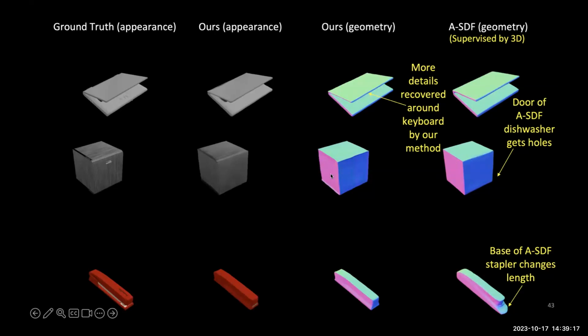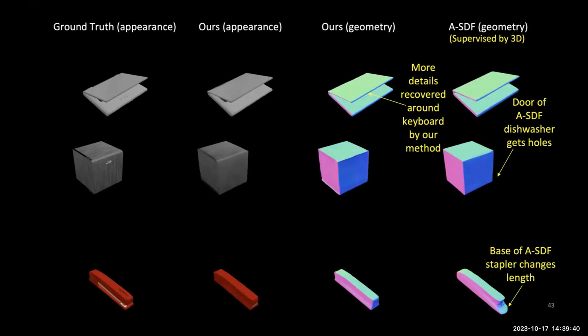Thank you for your patience. So here I've already shown you the first two columns of the appearance. The third and fourth columns are the geometry, comparing our method and the ASDF method. And we can see, for example, the doors of ASDF may get holes, while our method is able to have much smoother results.